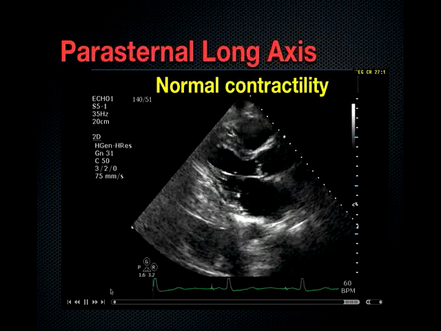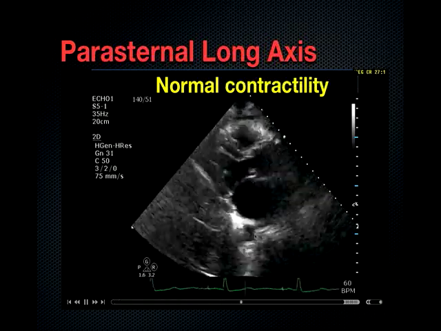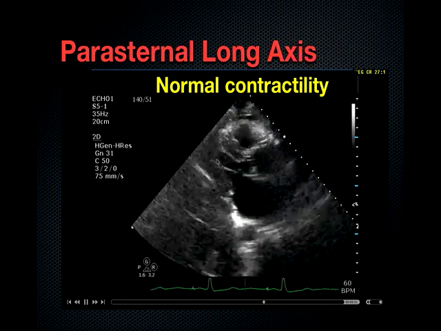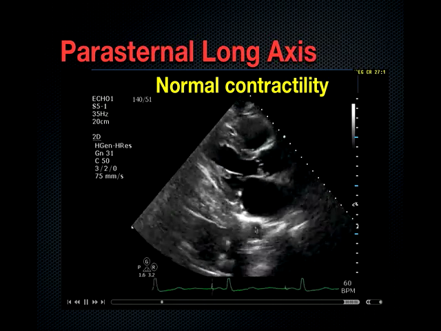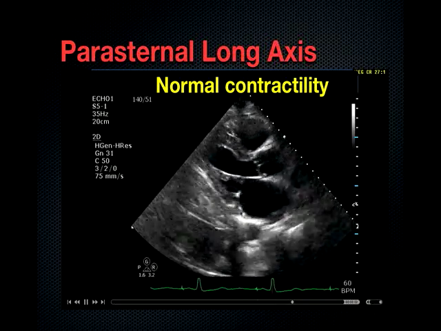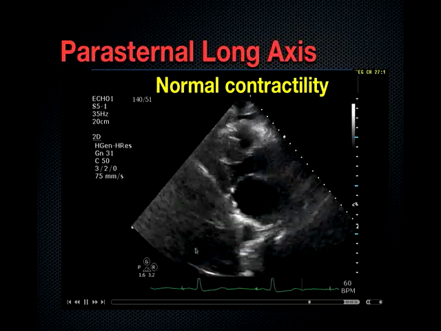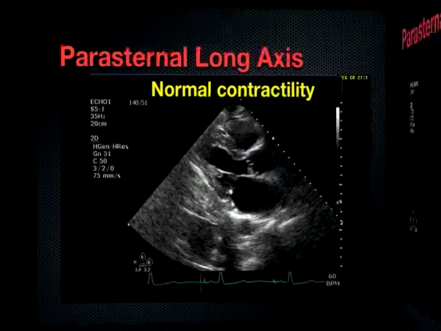And this is an important landmark right here, the descending aorta. This basically divides, if you have fluid in the pericardium versus in the pleural space, this is the dividing line. Pericardial fluid will go anterior to the descending aorta, and pleural fluid will be posterior to the descending aorta.